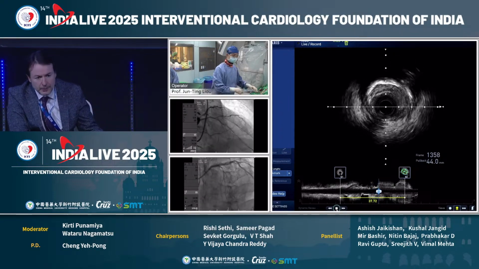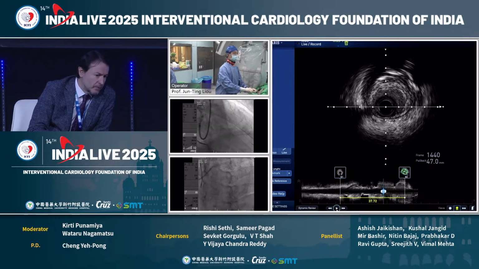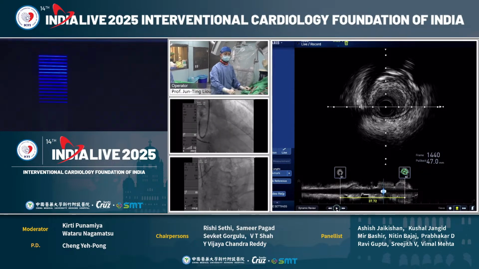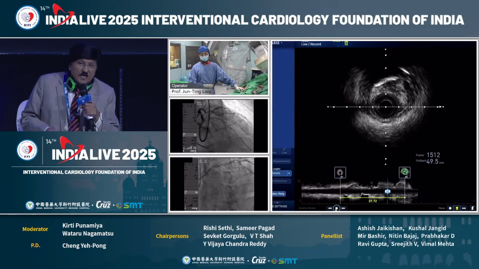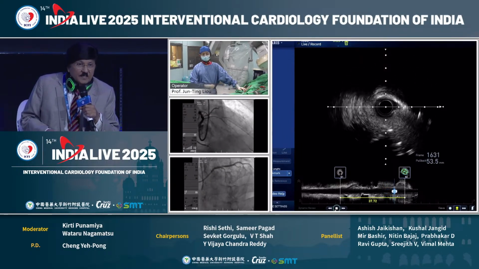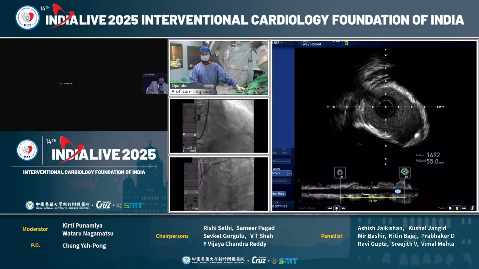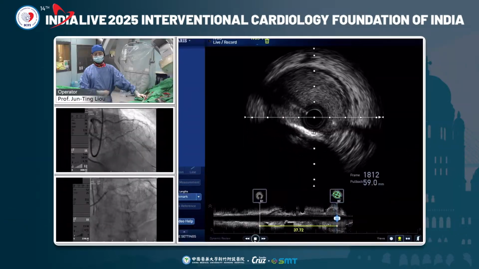Thank you. So we go to the other lab and we leave it to you. For culotte, I think your vessel sizes should match. On the IVUS, it does appear that the LAD vessel size is quite big. So hopefully you should be able to match that to make it a culotte, or else you have to do a T-stenting or something like that.